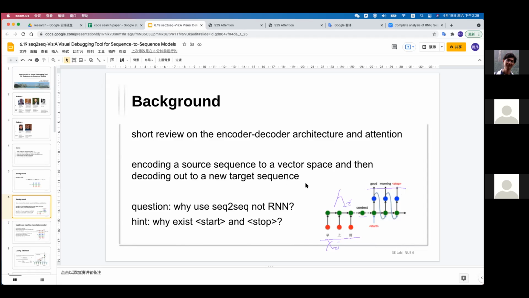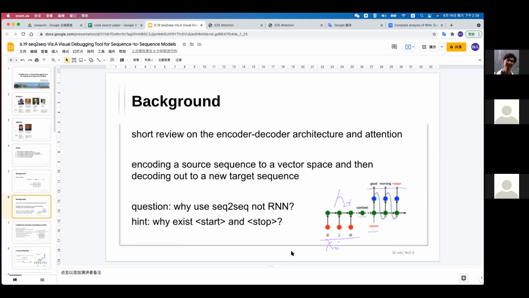So here is the question: why do we use the sequence-to-sequence encoder-decoder architecture and not the typical recurrent neural network? The hint is: why does there exist a start and a stop sign? Maybe I can clarify the question a bit. The question is about what applications, translation or what other kinds of tasks.